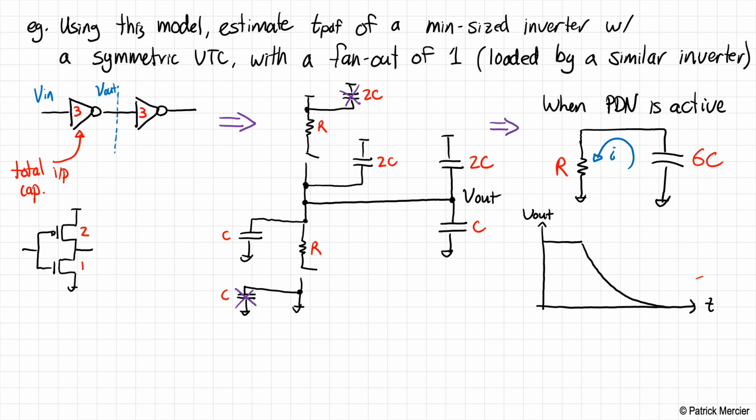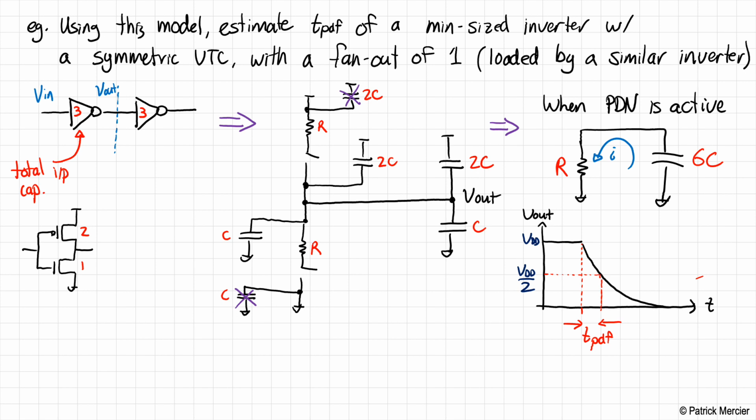Okay, so let's mark down a few points here. So this is our time t equals 0. And what we're specifically interested in doing here is figuring out, we were at VDD, how long does it take us to get to VDD over 2? Okay, this time here is going to be equal to TPDF. This is our propagation delay on the falling edge.